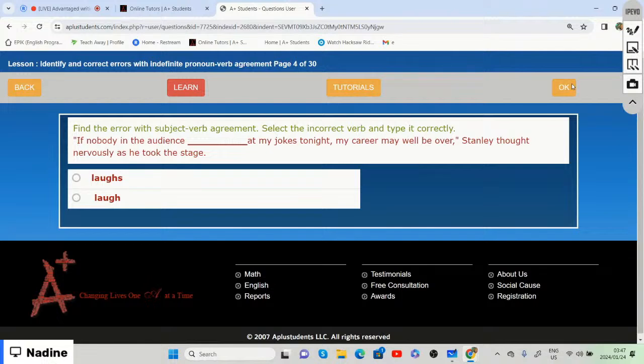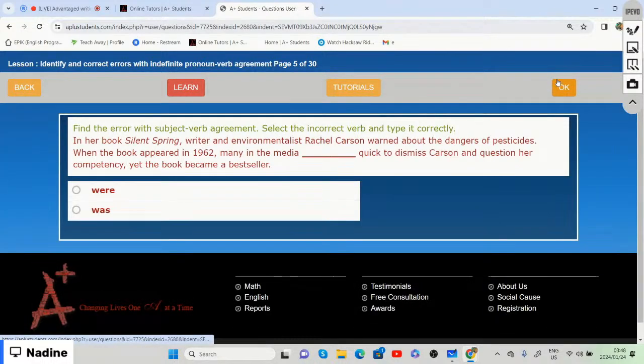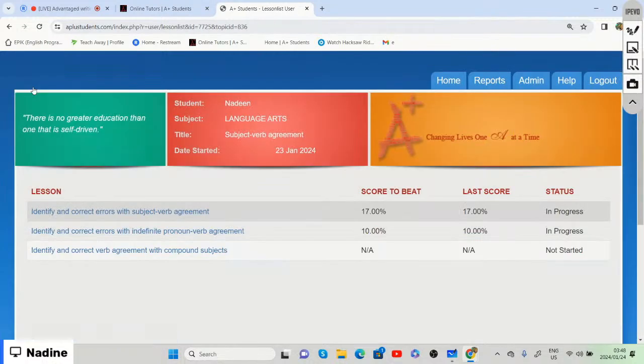And if nobody in the audience, we say laughs at my jokes tonight, my career may be well over, Stanley thought nervously as he took the stage. So if nobody is referring to general people, so laughs, which means that it was singular, right? So laughs was the correct word.